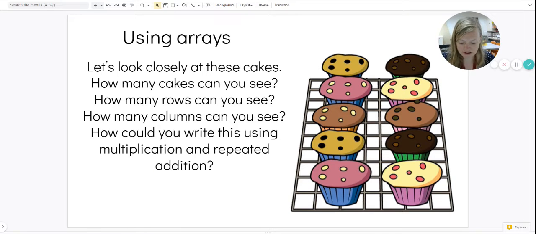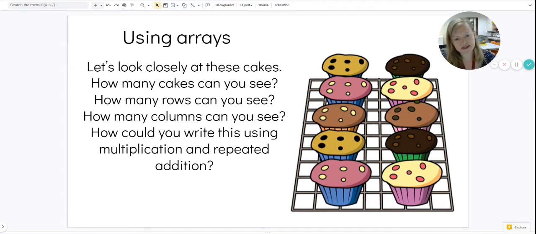All right, now let's look at these cakes. So how many rows can you see? Let's count them down together. 1, 2, 3, 4, 5. That's right, 5 rows of 2 cakes. So in total, we know we have 10. You need to check. Let's count them. 1, 2, 3, 4, 5, 6, 7, 8, 9, 10. We do have 10. 5 rows of 2 is 10. 5 multiplied by 2 is 10. Or we could say 2 plus 2 plus 2 plus 2 plus 2 equals 10. We've done it using multiplication or repeated addition.